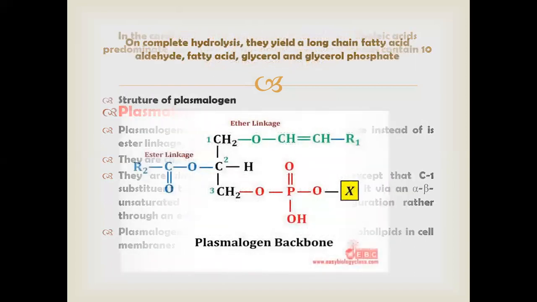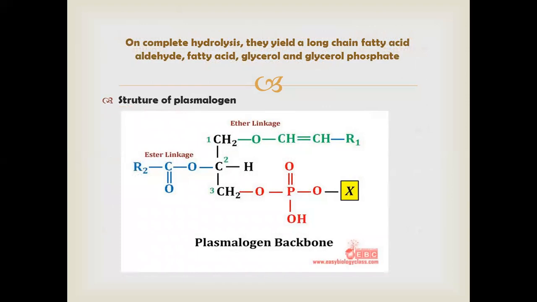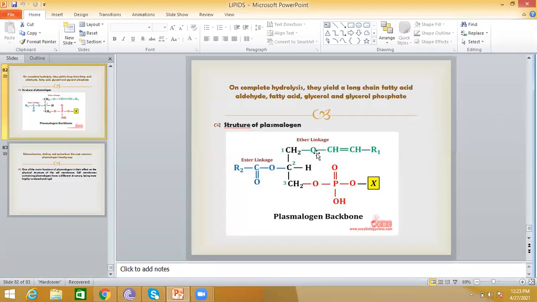ठीक है, एक सेकेंड जी, this is the structure of plasmalogen. This is the ether linkage. Here is the fatty acid. This is the ester linkage. This is the phosphate group, and this is the area where the subsequent group has to be attached.